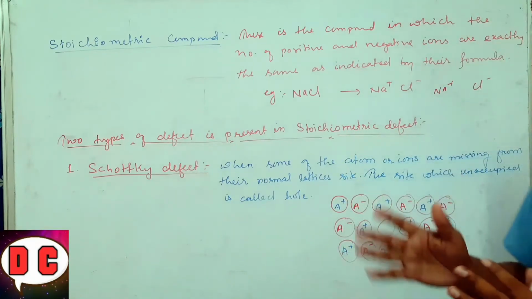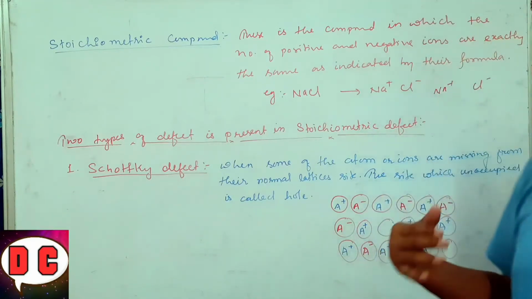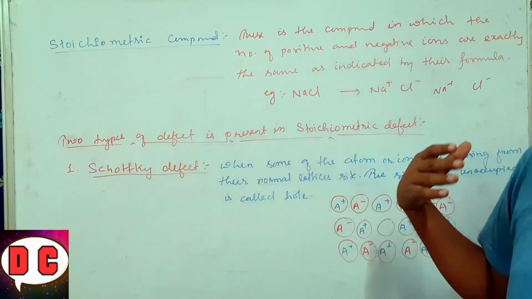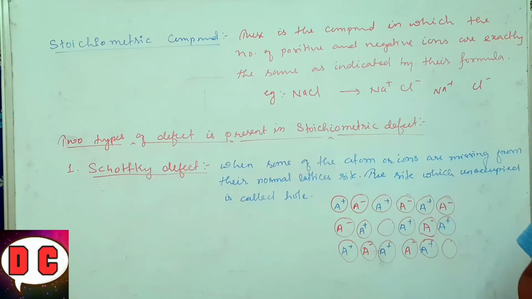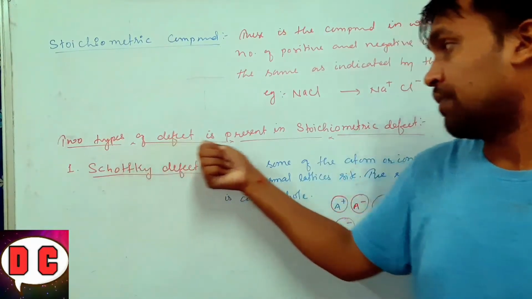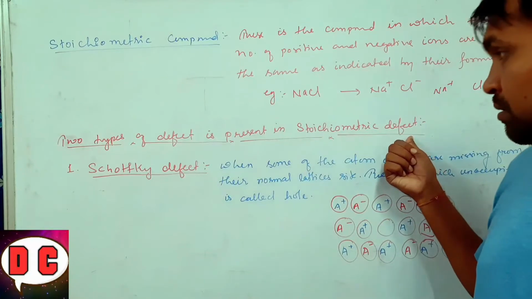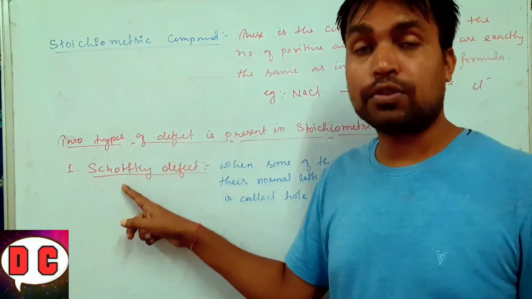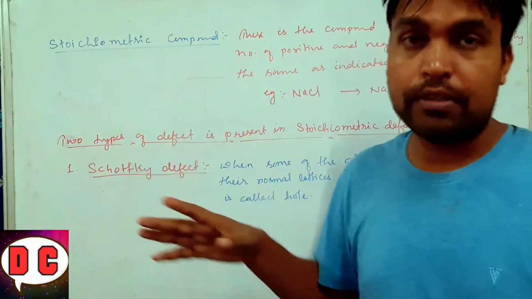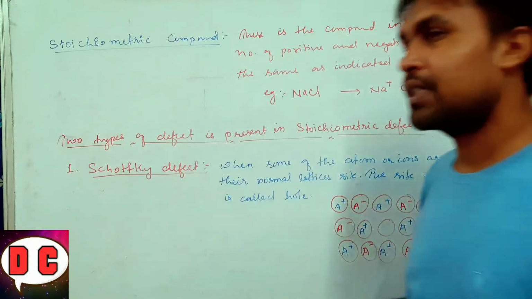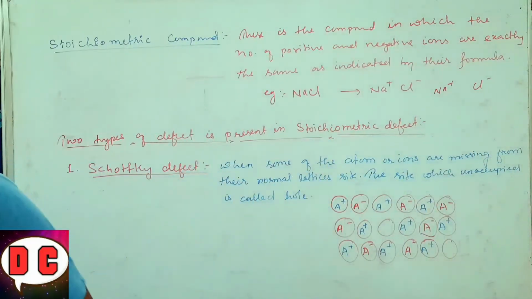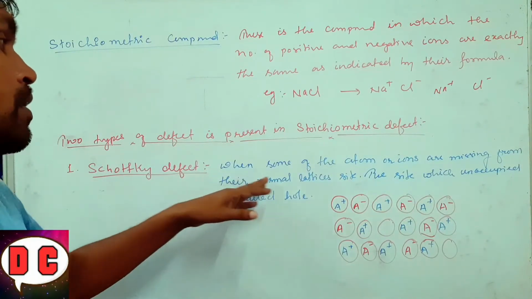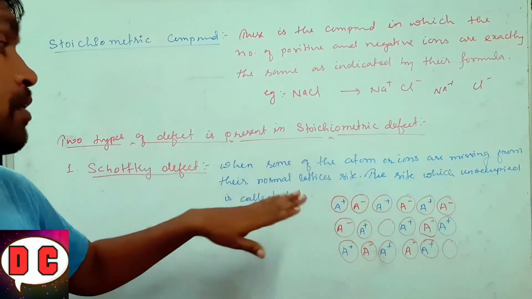So now we are going to see the point defects in stoichiometric compounds. These point defects can be divided into two types. The two types of defect present in stoichiometric compounds are: number one, Schottky defect. In the Schottky defect, what happens? You will see that some of the atoms or some of the positive or negative ions will be missing from their normal lattice site.